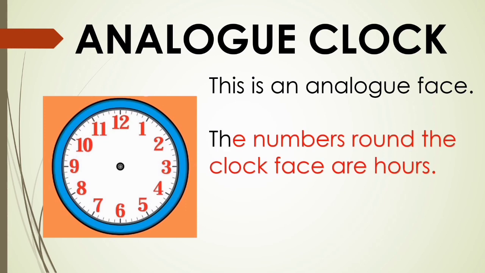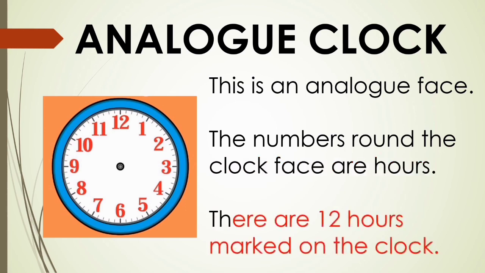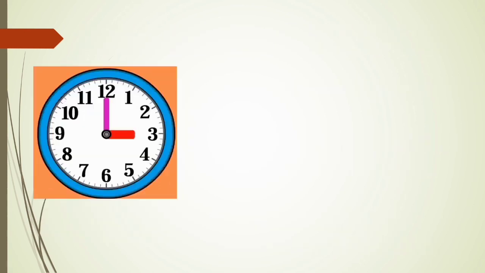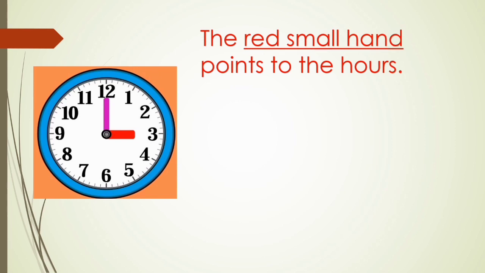Everybody, let's read. The numbers around the clock face are hours. There are 12 hours marked on the clock. Okay, how many hours? There are 12 hours. Again, I want you to look at the picture. Everybody, let's read. The red small hand points to the hours. Okay, look at the red small hand. It means it points to the hours.